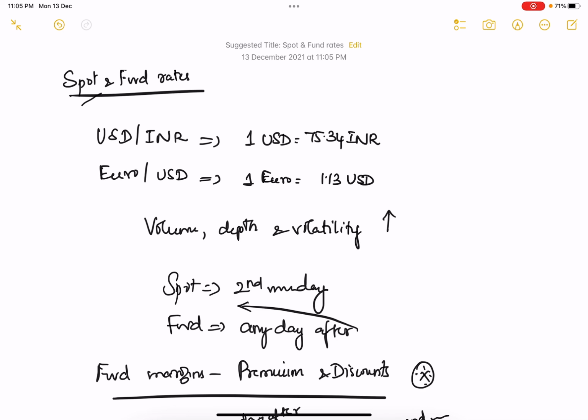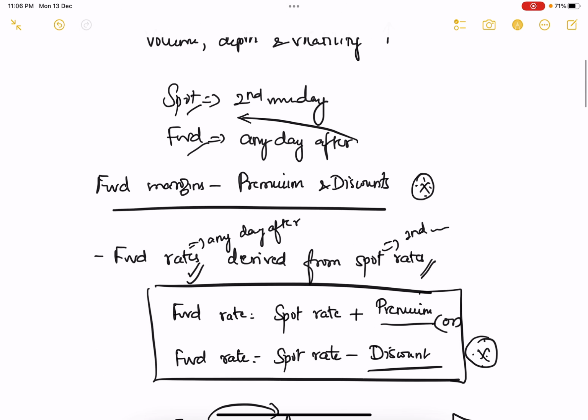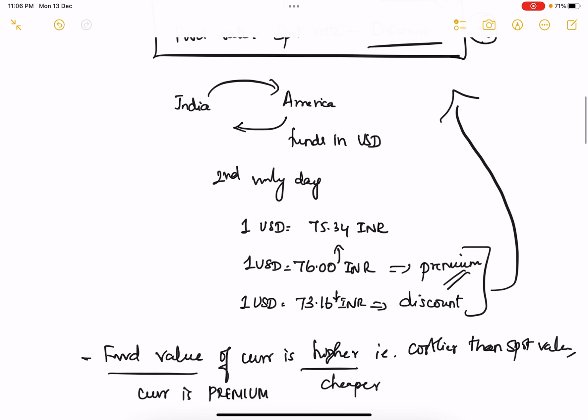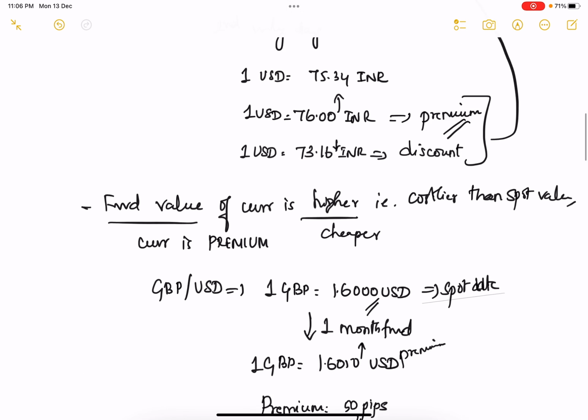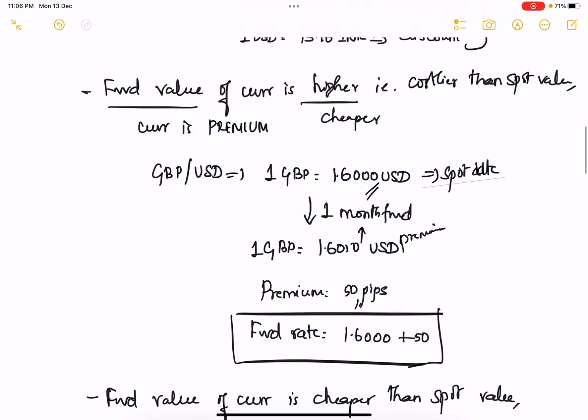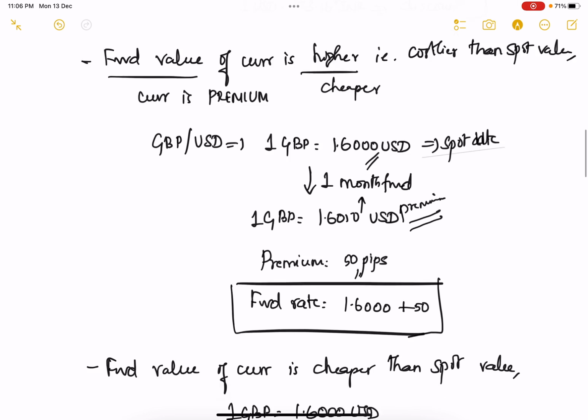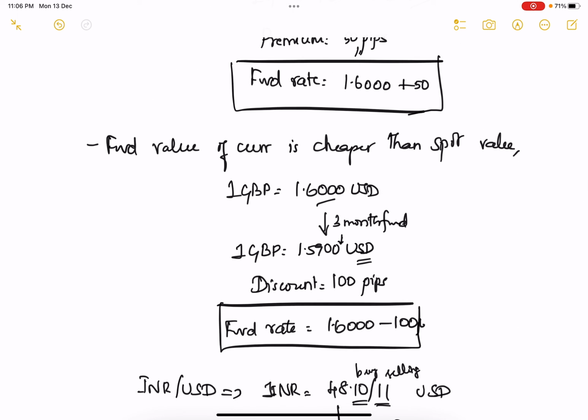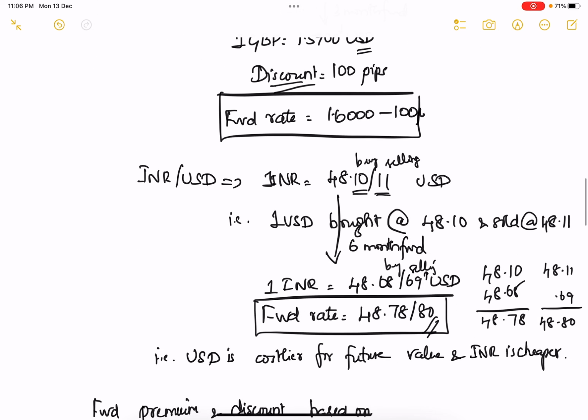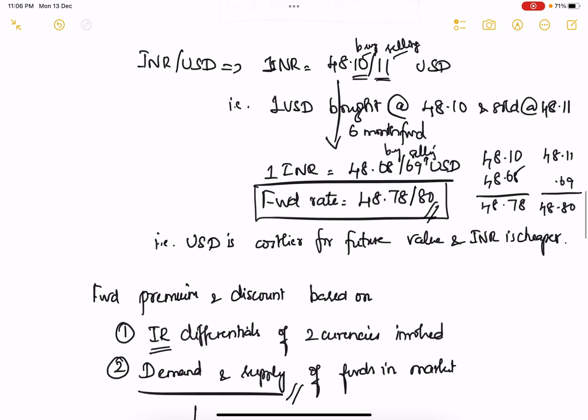Let me give you an overview of what we have seen today. So we saw what is a spot rate and what is a forward rate, what is premium, what is discount. We have seen some examples. How do we consider it to be a premium? How and when do we consider it to be a discount? And we have seen an example considering buying and selling rate with premium.